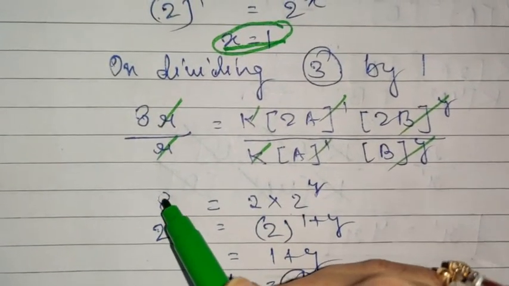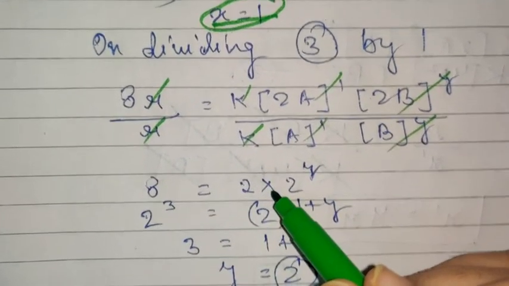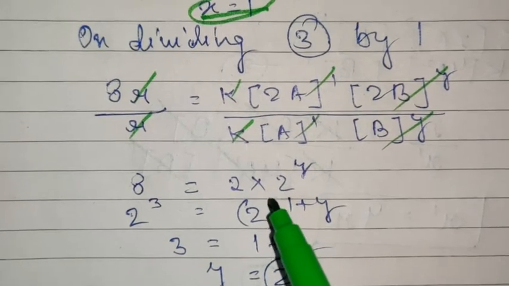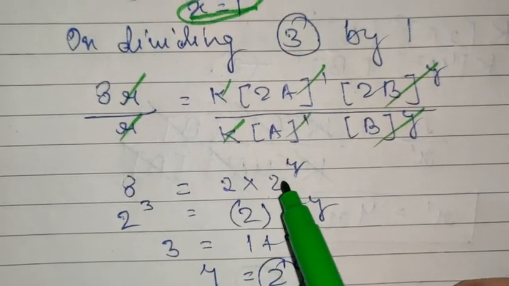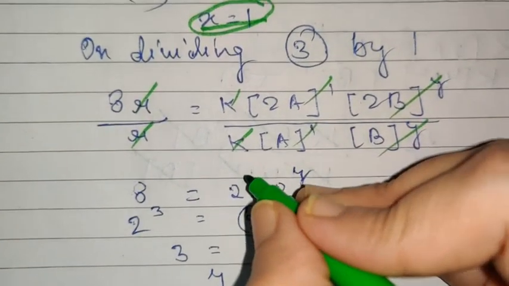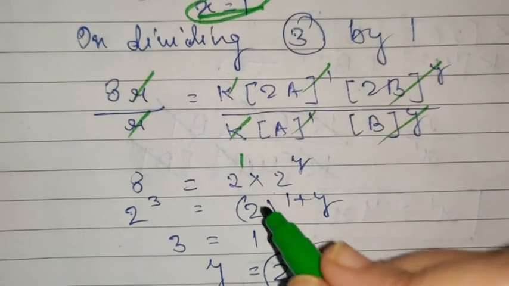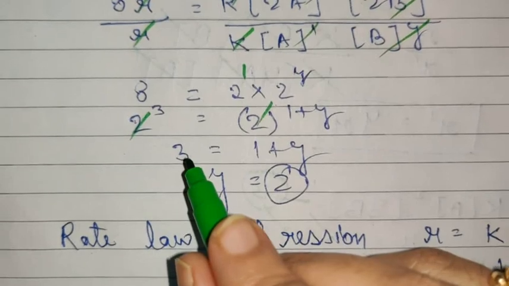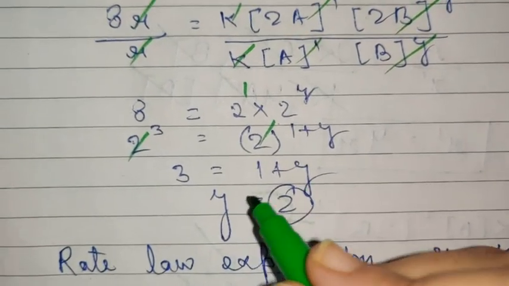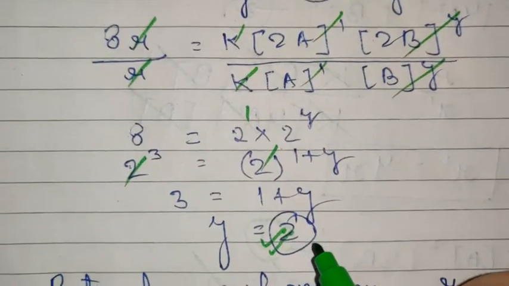So you can write 8 as 2 raised to the power 3, and on this side, applying the simple basics of indices or exponential equations, you have 2 in multiplication and the power of this 2 is 1. So this can be written as 1 plus y. Now this 2 and this 2 will get cancelled off. It will give you 3 equals 1 plus y. So y will be 2. So the order with respect to B is 2.